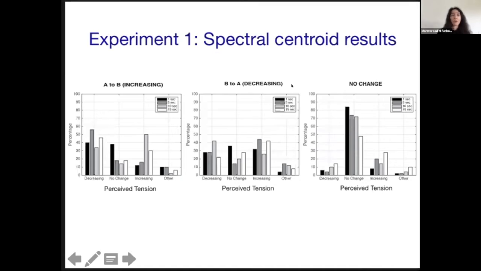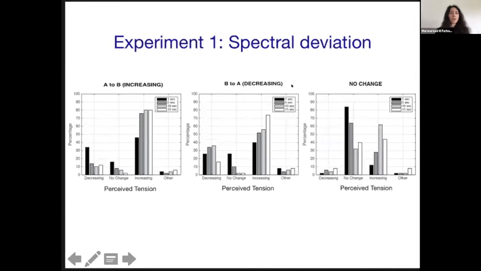So more on that in a moment. And just to quickly go through the other results, spectral deviation results were also conflicting. In this case, it really appears that any change, whether an increase or decrease in spectral deviation, corresponded to an increase in tension, which you can see by the responses of increasing tension being the most popular here for both the increasing and decreasing cases of spectral deviation. And again, the no change did elicit quite a number of increasing tension responses.